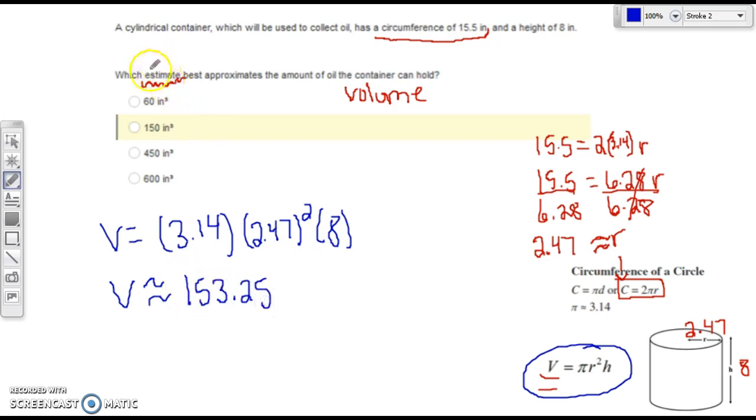153.25. But again, we are estimating. We're just trying to get the best approximate amount. So the closest thing to that would be 150 inches cubed. So for that one, we took the circumference, we solved it for the radius, and then we plugged it into our volume formula.